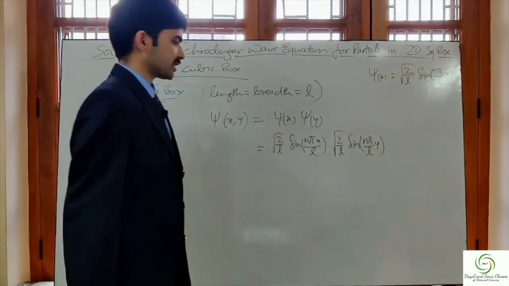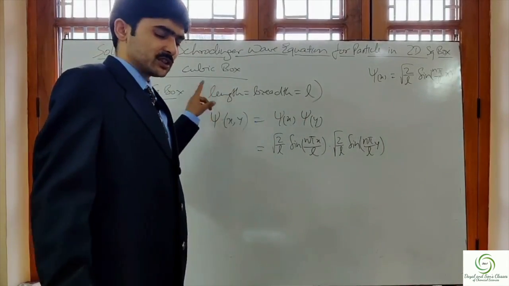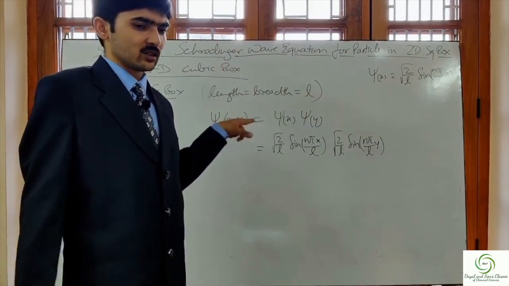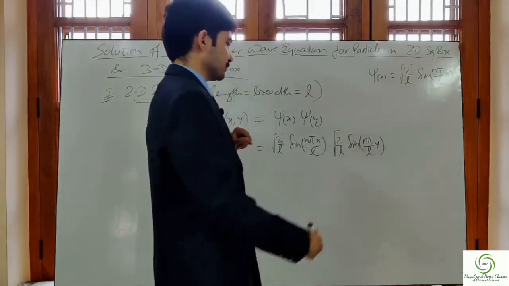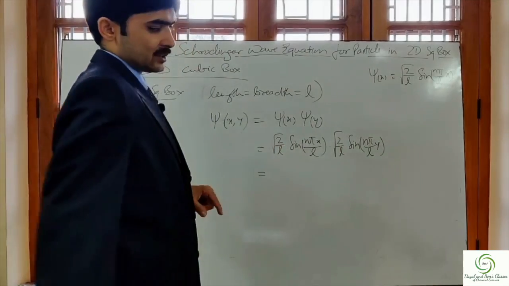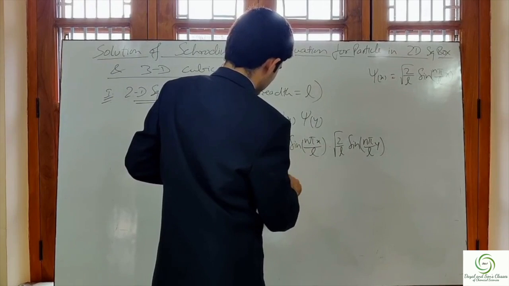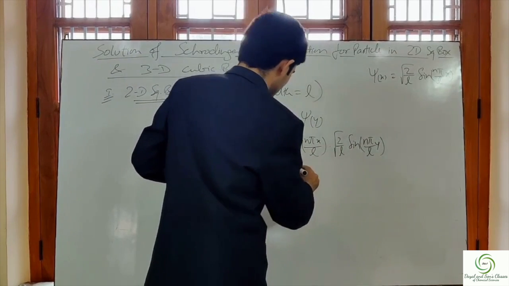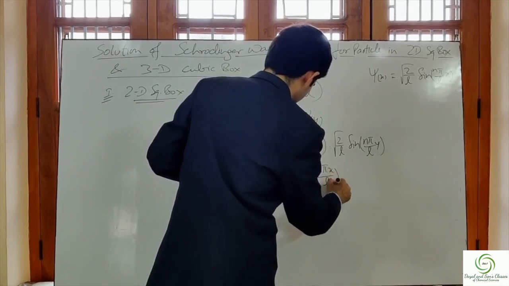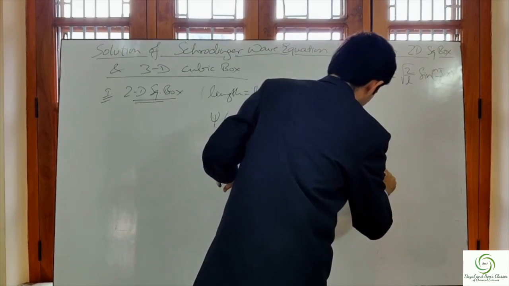Why have I written L on both sides? Because we have considered that the length and breadth of both the sides is equal to L. That is, along the x axis the length is L, and along the y axis also the total length is equal to L. That's why we have got this. So we can write this as root 2 into root 2, which gives 2 by L into sine n pi x upon L into sine n pi upon L y.